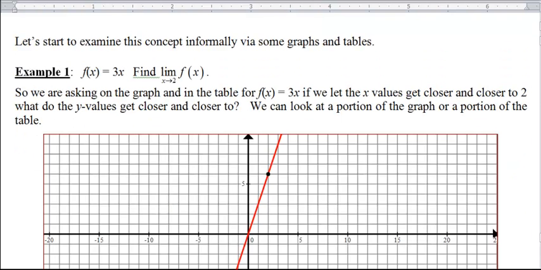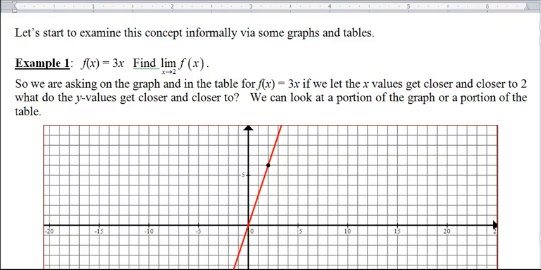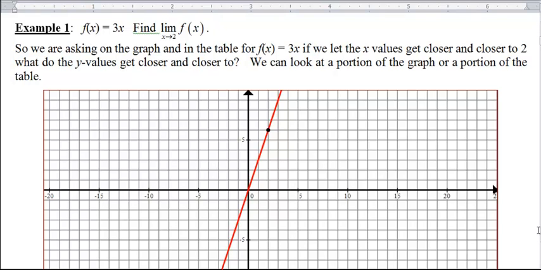Okay, so let's look at an example. Let's take the function for our first example, f of x equals 3x, and we want to find the limit as x approaches 2 of f of x. So what are we asking about in terms of the graph? Well, in the graph and in the table, we want to look at f of x equals 3x and see if we let the x values get closer and closer to 2, what do the y values get closer and closer to? We can look at whatever portion of the graph or table we would like. And here's a portion of the graph.